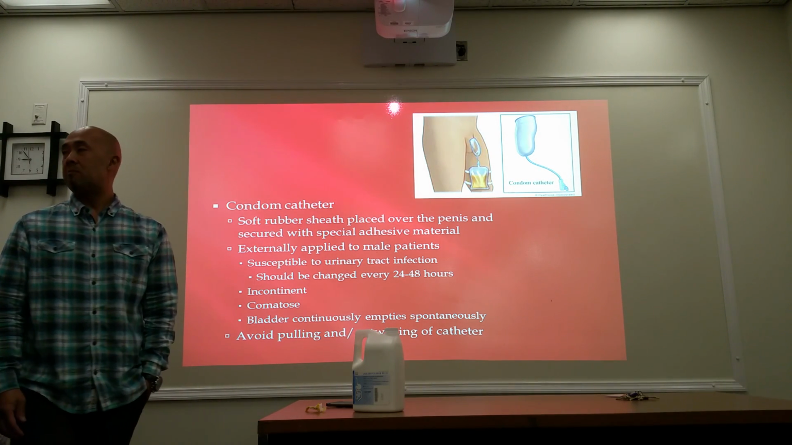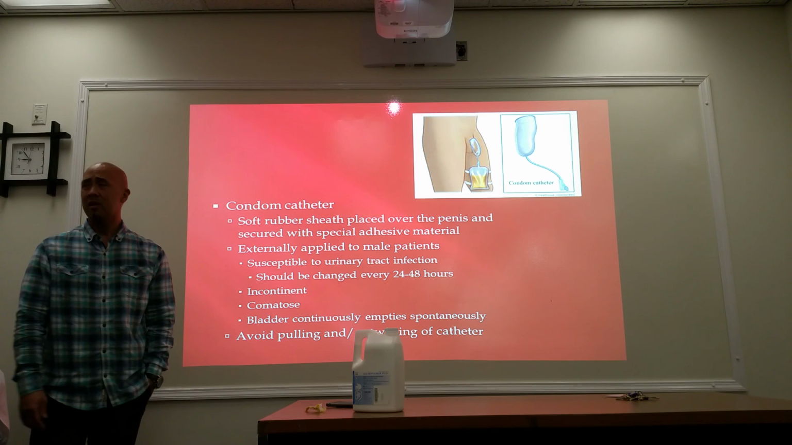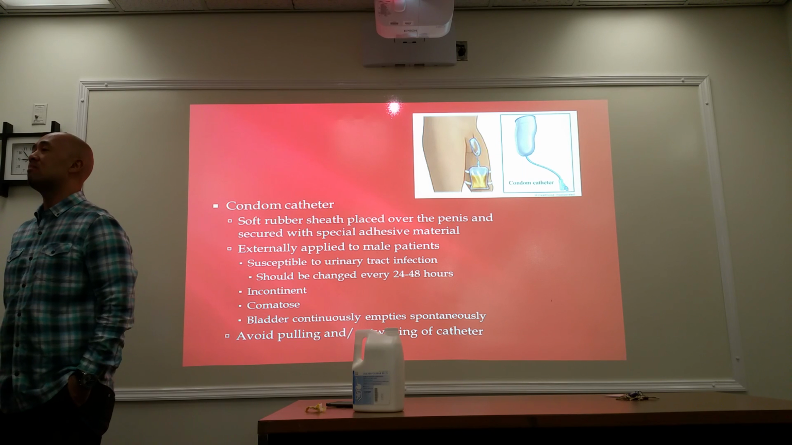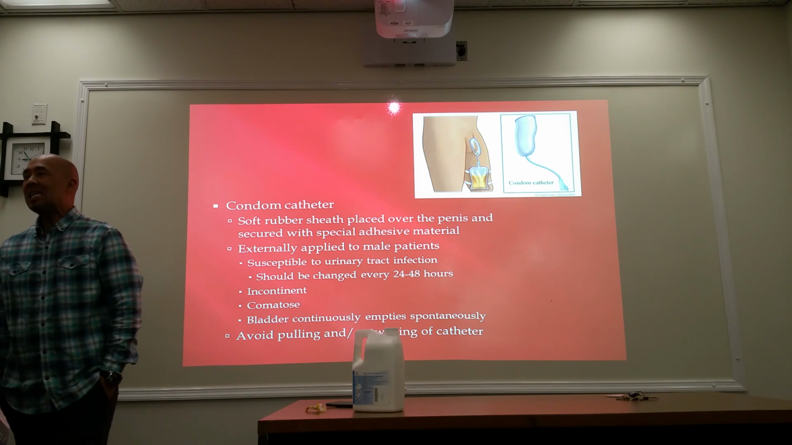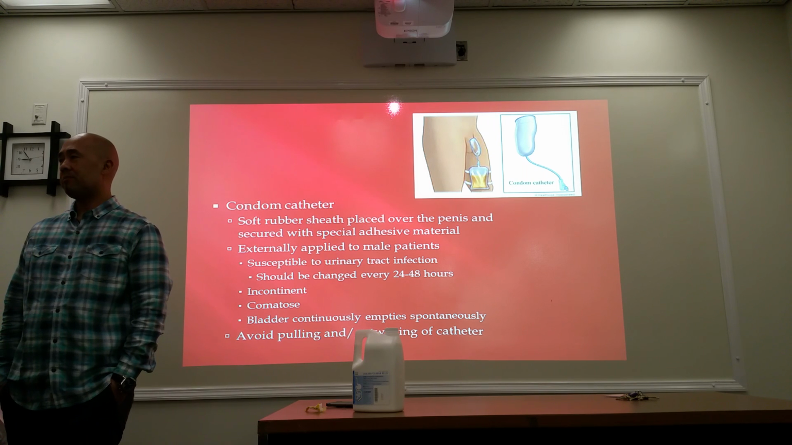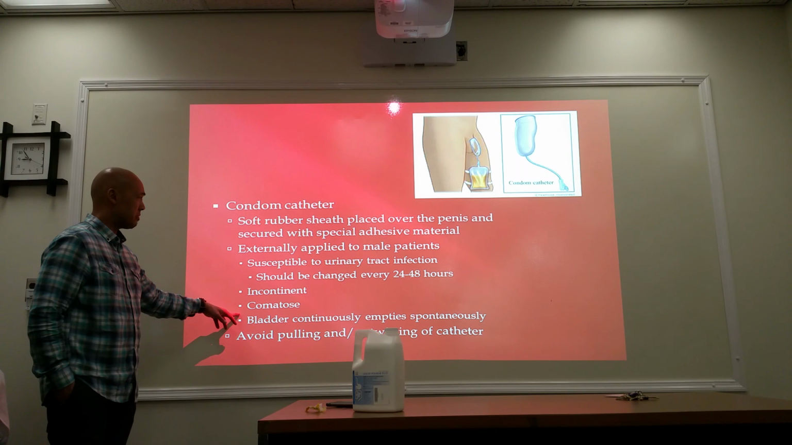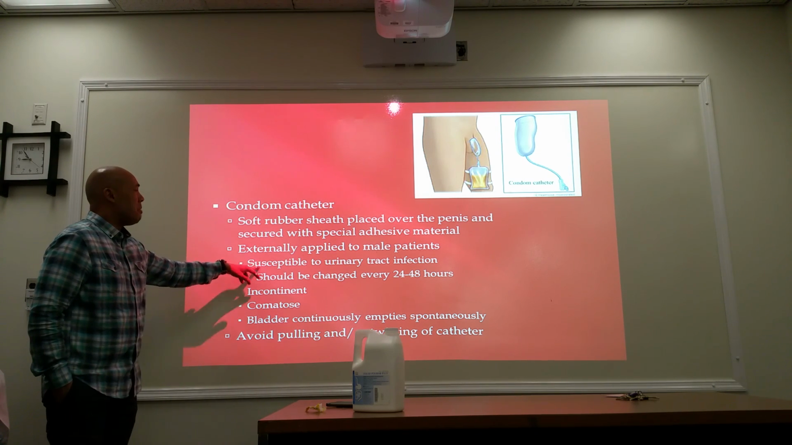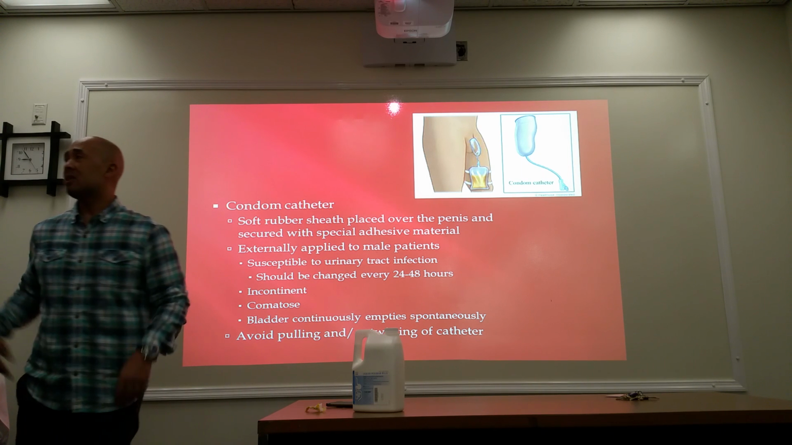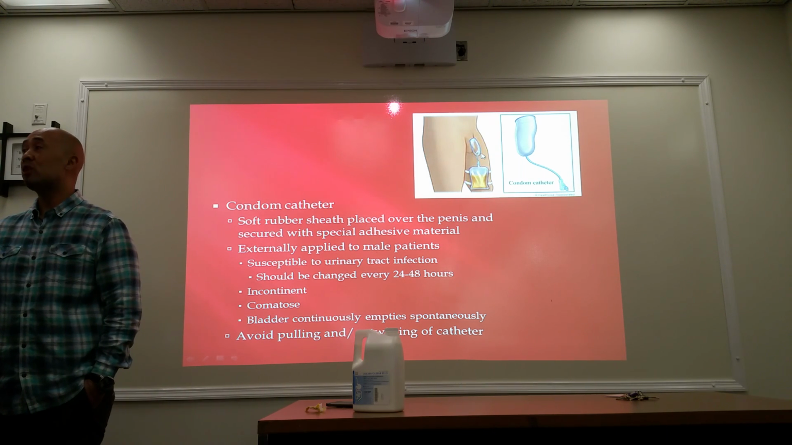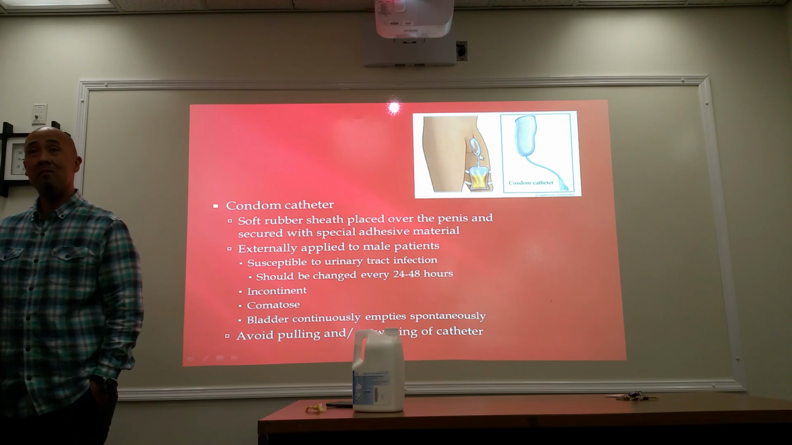Then we have the condom catheter. It's just that, a condom, for males of course. It's a soft rubber sheath placed over the penis and secured with a special adhesive material. This is externally applied to male patients who are incontinent or comatose. They may be susceptible to urinary tract infection because all it is is a rubber sheath, and the tip of the penis may be swimming around in any residual urine at the tip. So it can increase the chance of infection. It's not clean.